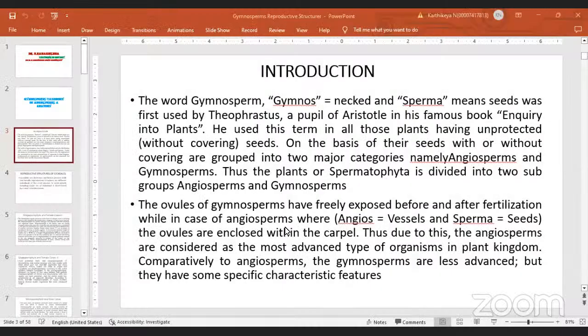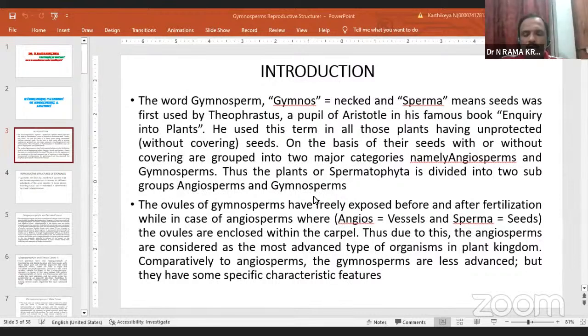Ginkgoales, Coniferales, Taxales. In the last class we completed morphology and anatomy of Cycadales, Ginkgoales, Coniferales. Okay.